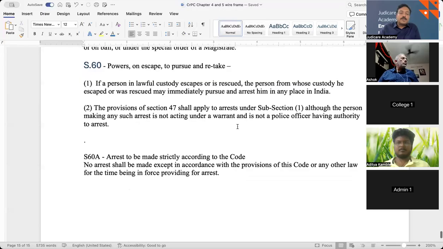And the last section for today: arrest to be made strictly according to the code. No arrest shall be made except in accordance with the provisions of this code or any other law for the time being in force providing for arrest. So strict adherence for every aspect of the procedure of arrest, upholding the legal integrity, preventing arbitrary detention, promoting accountability, and applying the various aspects of the law for human rights and the guidance of law enforcement and judicial review. So that's all for the lecture today.